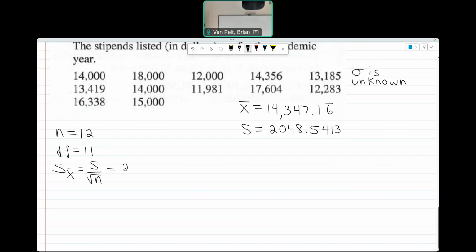So we have 2048.5413 divided by the square root of 12. That gives me 591.3629.